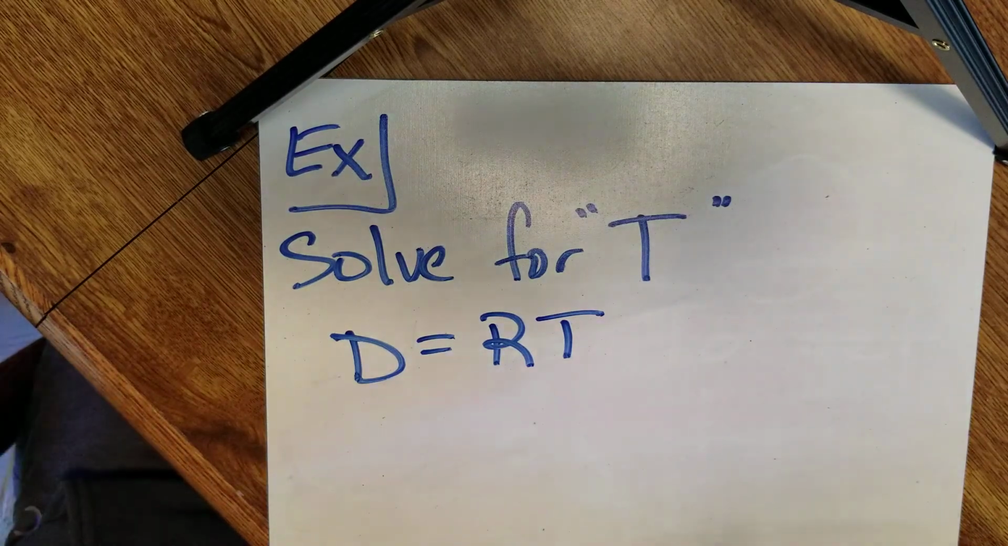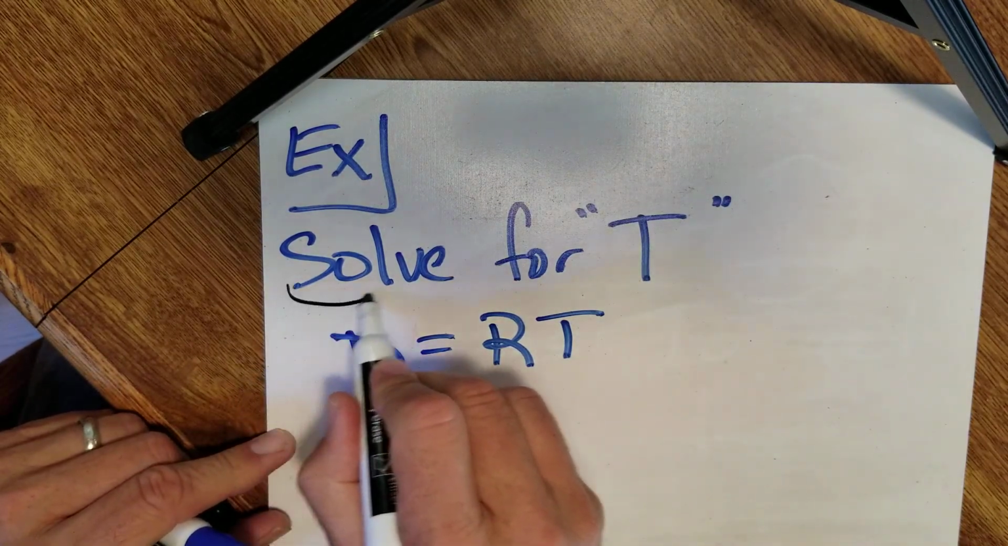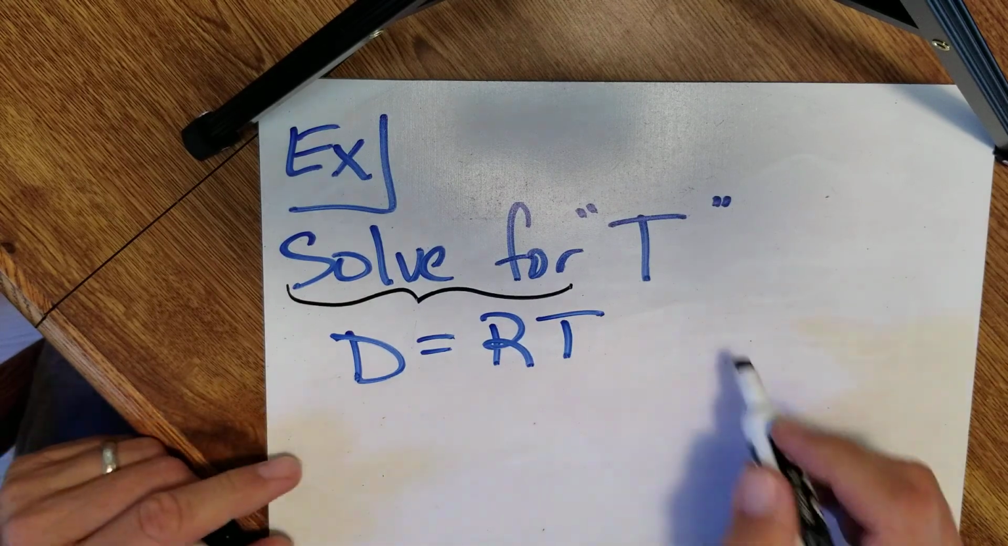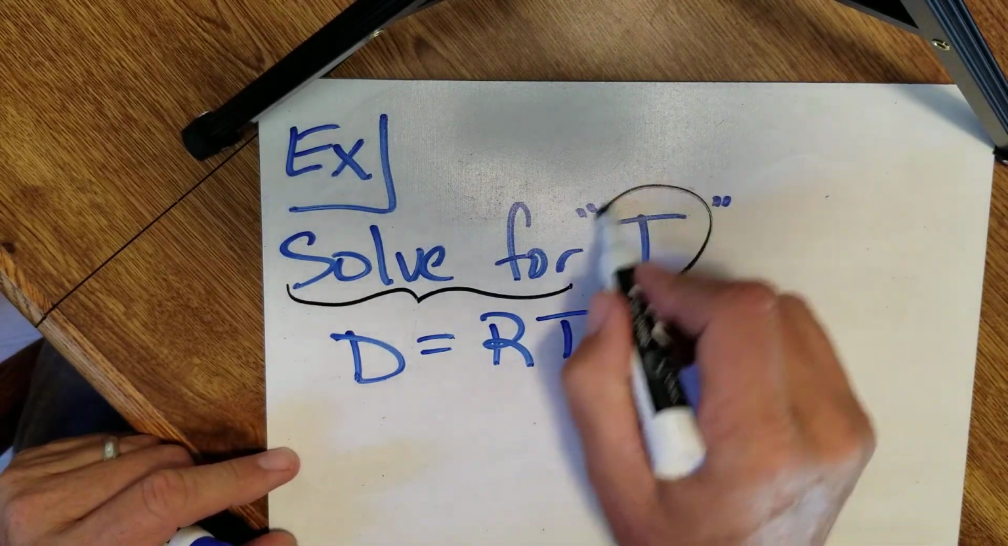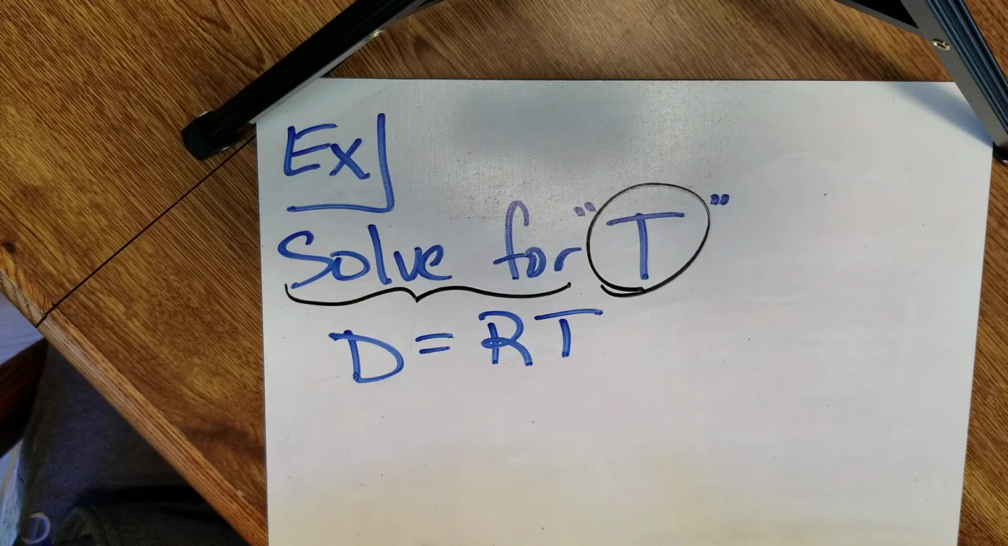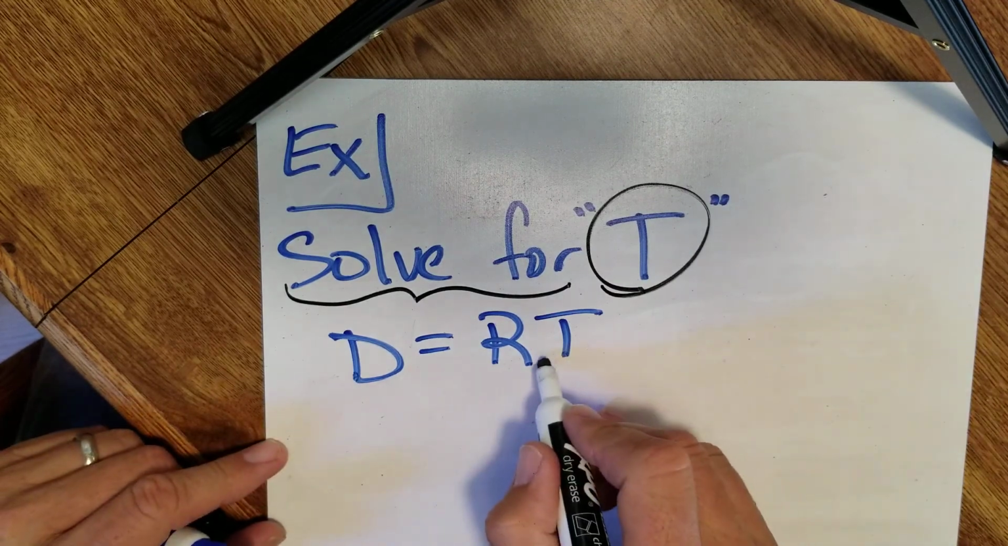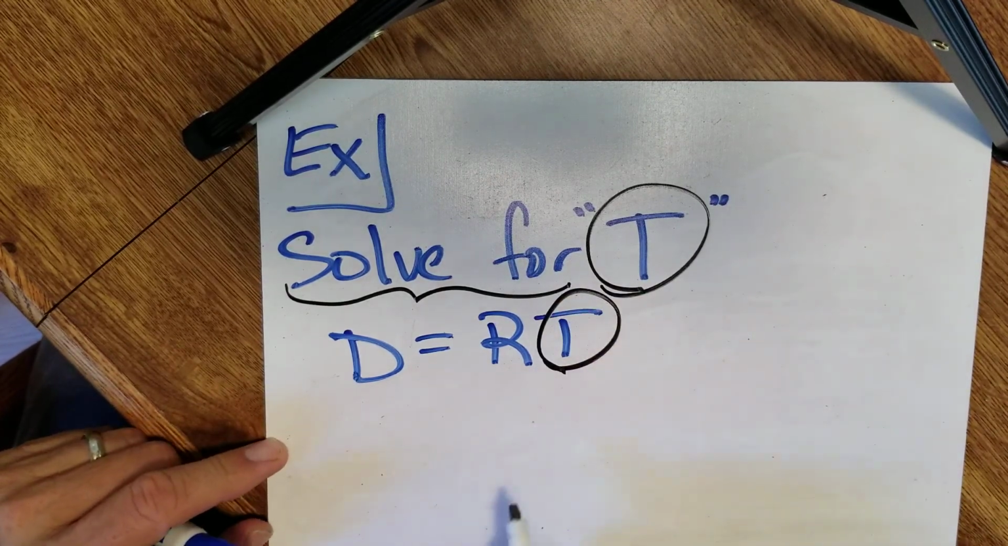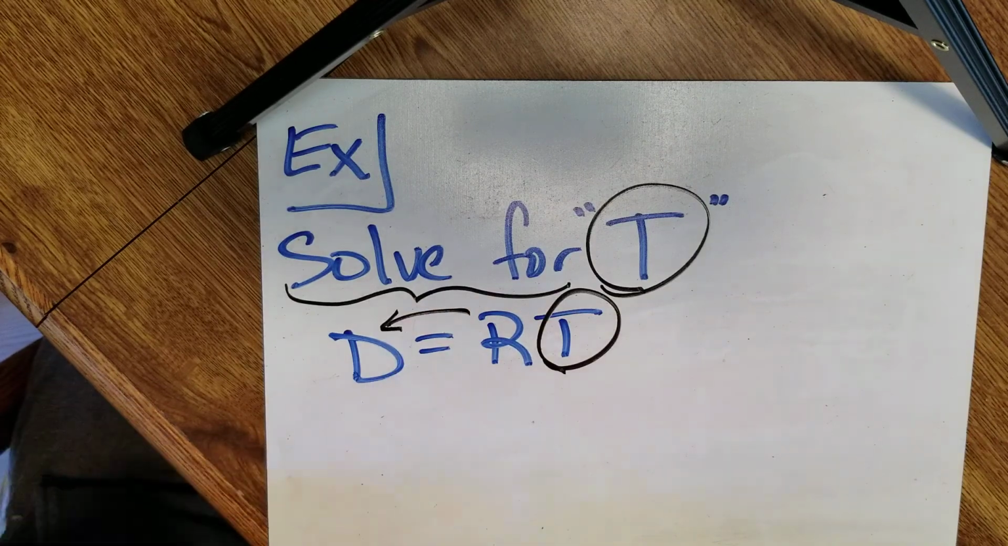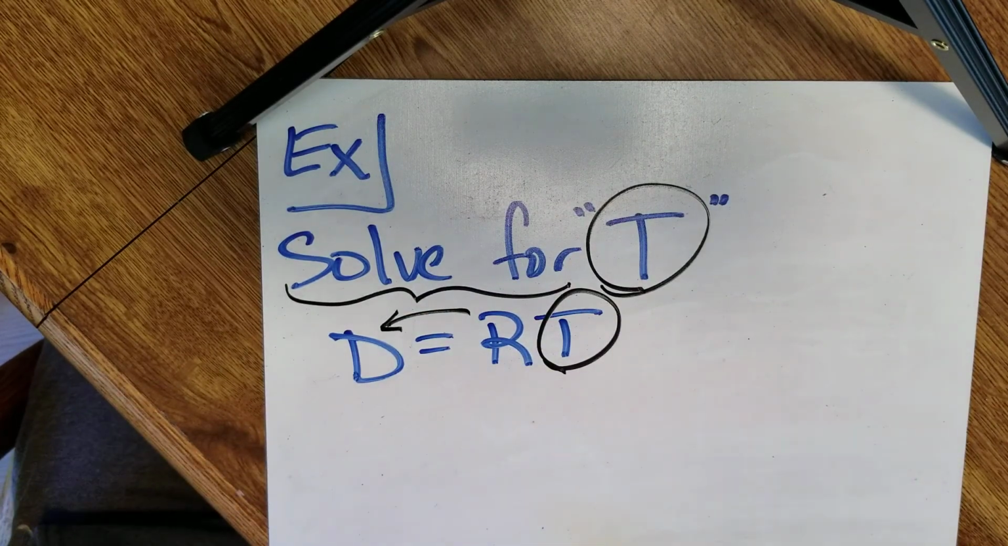But like I said, pay attention to the directions. The directions say solve for. That means, solve for what? Solve for t. That means I need to get t by itself. I need to get this t by itself, which means the r needs to take off. We need to get that dude out of there, all right?